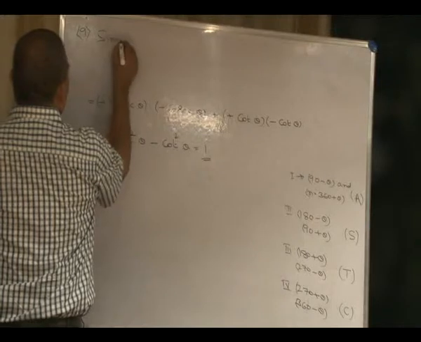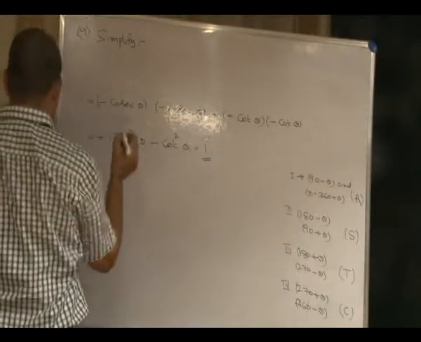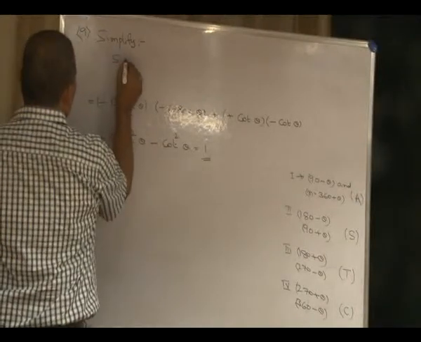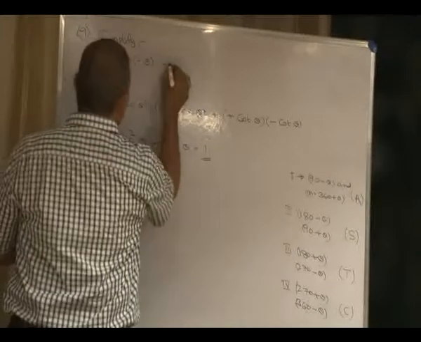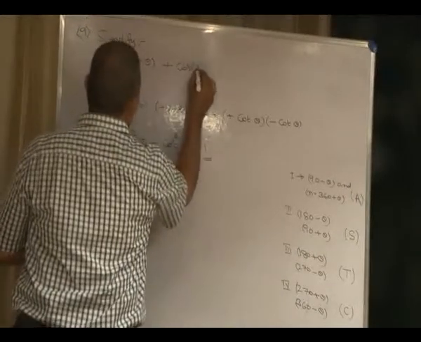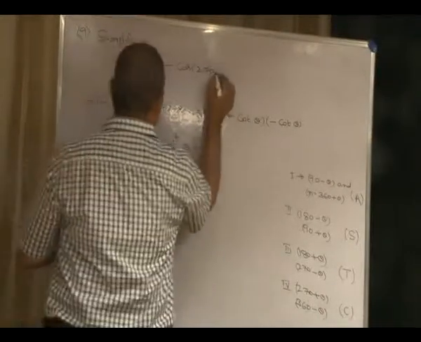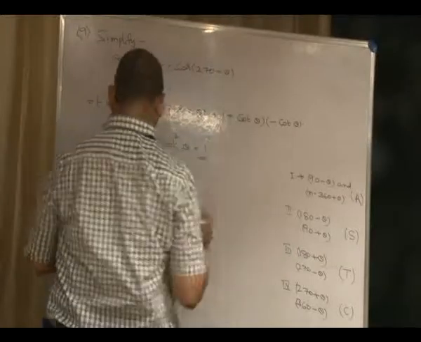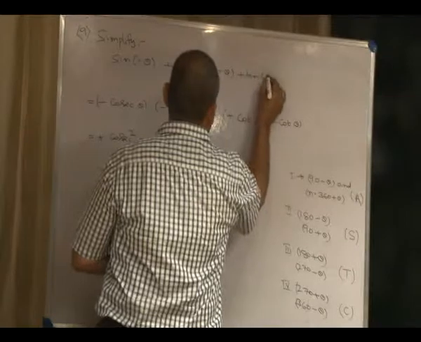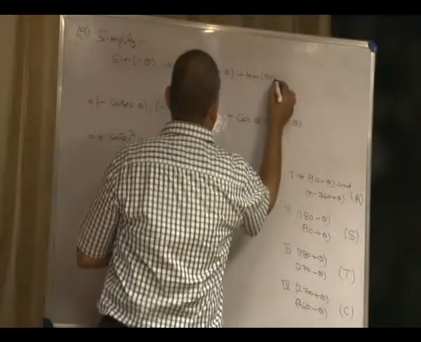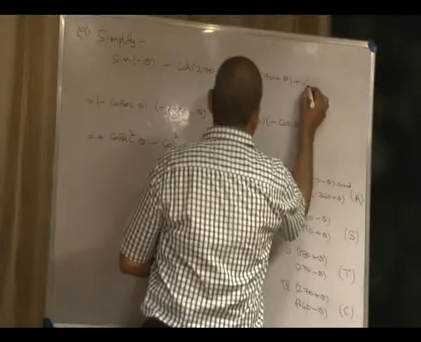Next problem, simplify sin of minus theta plus cos 270 plus theta plus tan 90 plus theta plus cot 180 plus theta.